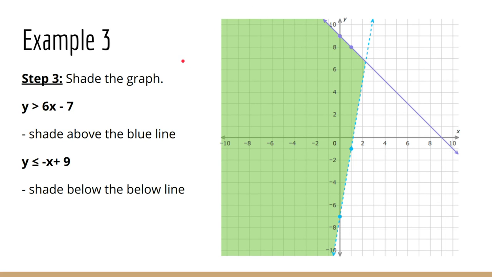And then finally, we're shading our graph with both of our lines. So if you said you were shading above the blue dotted line, awesome job. We also need to take into consideration the restriction of shading below. Perfect. I meant shade below the purple line. So you're shading below the purple line as well. So again, taking into consideration the restrictions of above the blue dotted line and below the solid purple line.